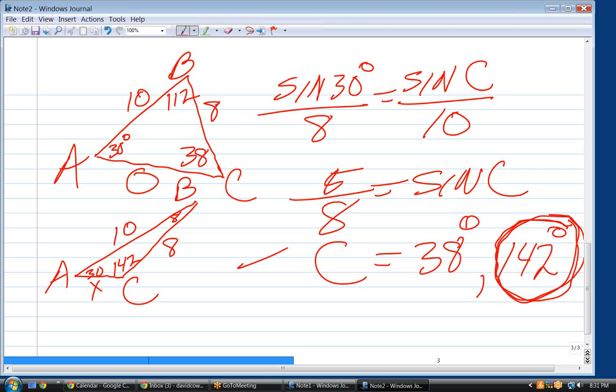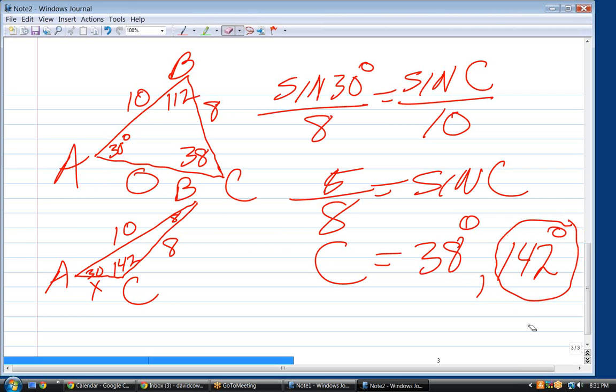And it's real easy. You just add it to the only known angle in the triangle, which is 30. At this point, the only angle I know for sure is 30. And as long as that's 30 and this thing is 142, that allows a third angle. And this is by far the easiest way to check for the ambiguous case of the law of sines.